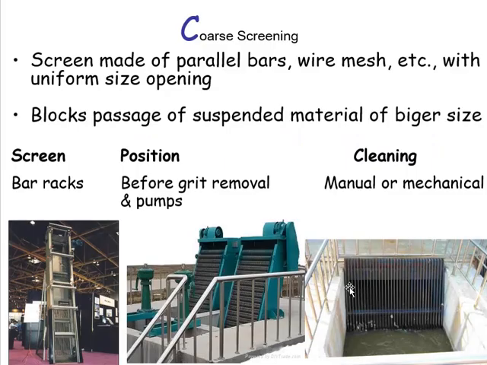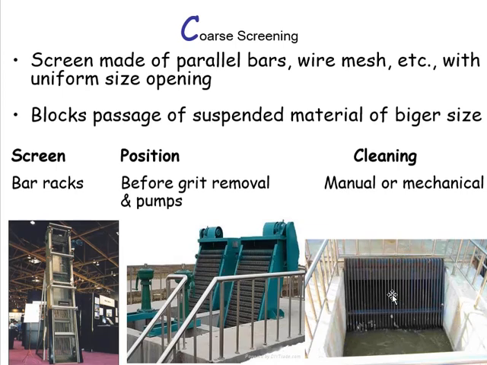Primary wastewater treatment. As I told you, there are three types of treatment: primary, secondary, and tertiary. In the primary, generally we remove the big solid particles, and that thing is called the bar screen. The bar screen is kind of like the bars in a window.